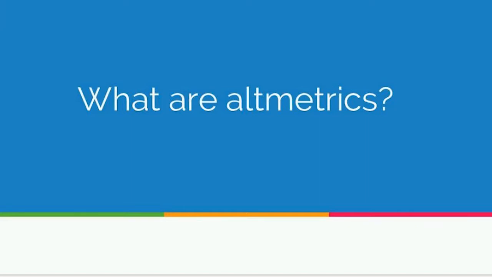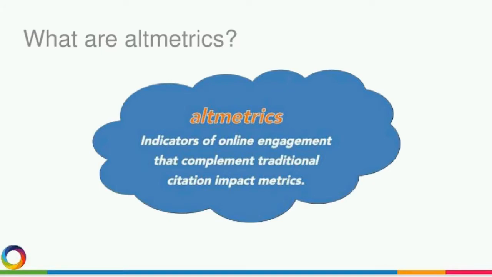So first up, what are altmetrics? Altmetrics are indicators of online engagement that complement traditional citation impact metrics. I'm sure many of you are familiar with the impact factor and article-to-article citations. A really important thing to remember about altmetrics is that they're not designed to replace those. They're really designed to complement them and to help you identify activity from beyond the scholarly sphere.